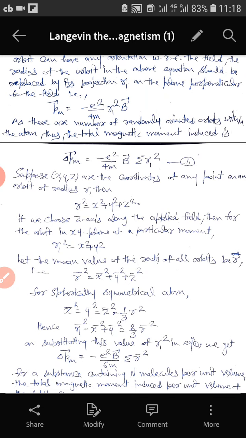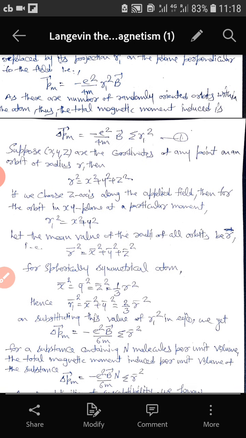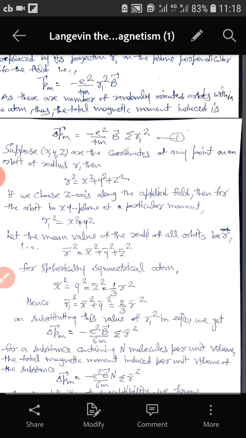Suppose x, y, z are the coordinates of any point of an orbit of radius r, then r square will be x square plus y square plus z square. If we choose the z axis along the applied field, then for the orbit in the xy plane at a particular moment, R1 square will be x square plus y square. Let the mean value of all the radii of the orbit be r average. So r average square will be x average square plus y average square plus z average square.